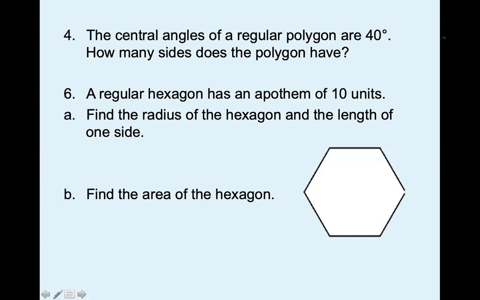All right, number 4 this time, it says the central angles of a regular polygon are 40 degrees. How many sides does it have? So this time we're kind of working backwards. I'm going to take my 360 degrees. This time I'm dividing it by 40 degrees. And that will tell me the number of sides. If I do 360 divided by 40, I get 9. So how many sides does the polygon have? 9 sides.